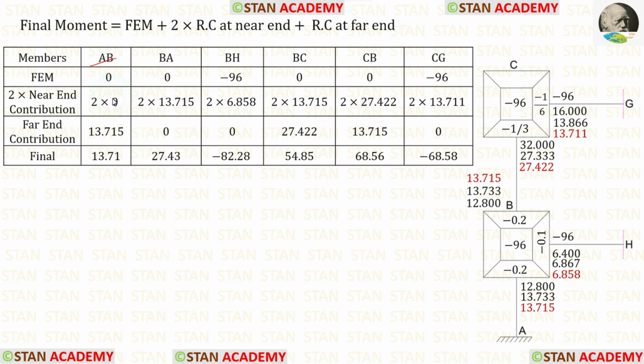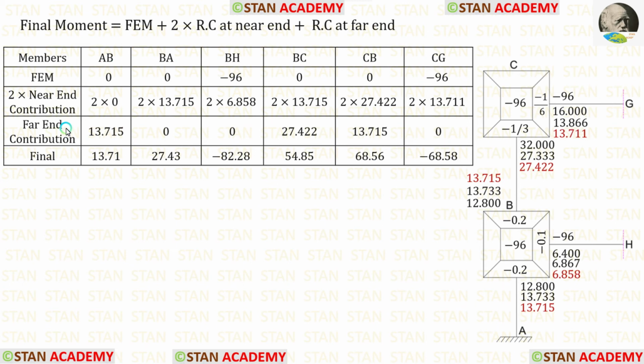For AB, the near end rotation contribution is 0, so 2 into 0. For BA, the near end rotation contribution is 13.715. For BH, the near end contribution is 6.858. For BC, the near end contribution is 13.715. For CB, it is 27.422. For CG, it is 13.711.